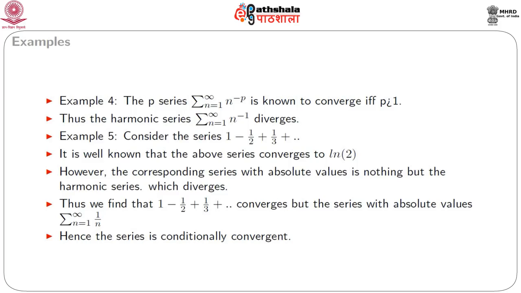Thus, we find that the original series, that is 1 minus half plus 1/3 minus 1/4, converges, but the series with absolute values, which is the harmonic series, diverges. Hence, the series is conditionally convergent.